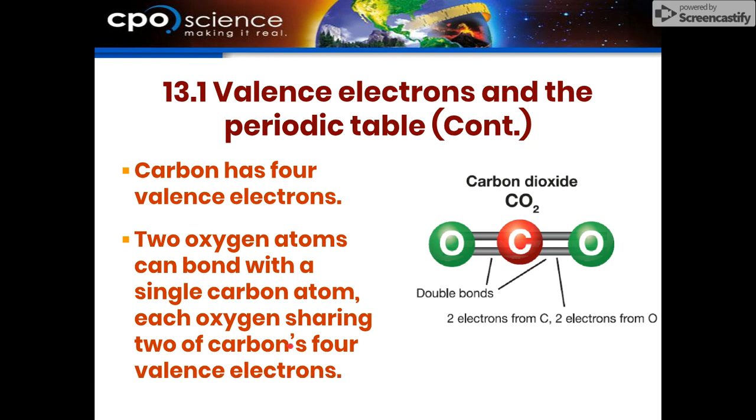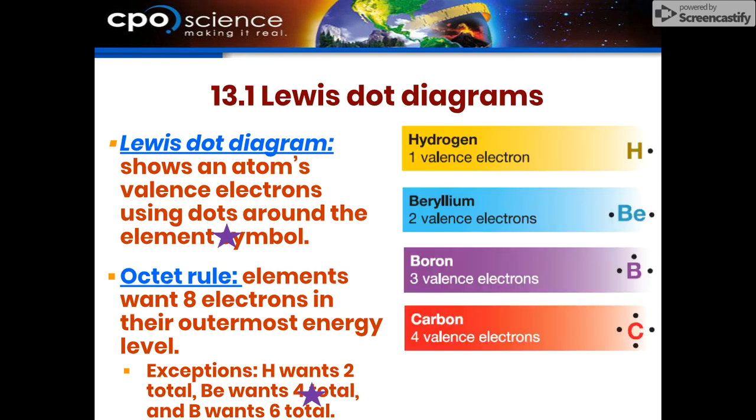So what kind of bond happens when we're sharing electrons? What type of bond would that be? Sharing electrons is a covalent bond. Transferring, becoming positively or negatively charged, that's an ionic bond. Lewis dot diagram, I don't need to teach you anything about it. This is just an easier way to show the number of valence electrons.